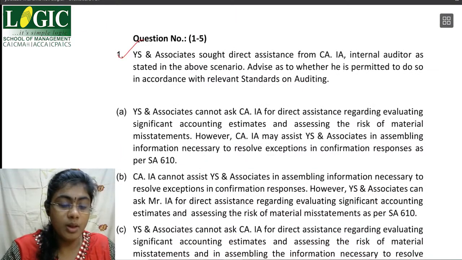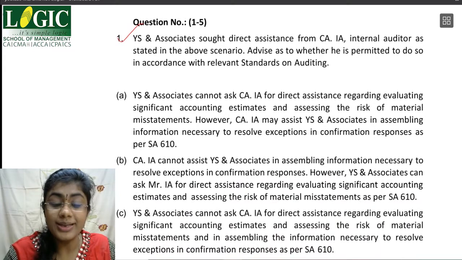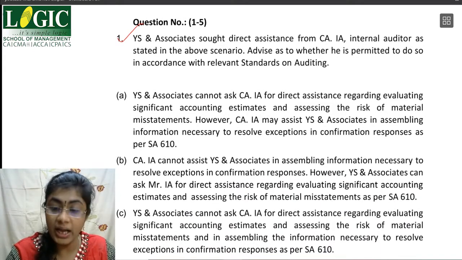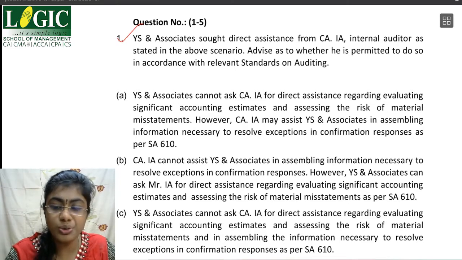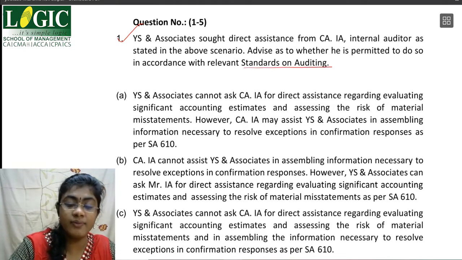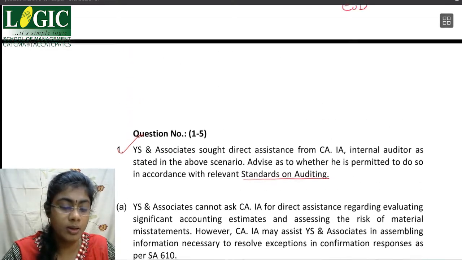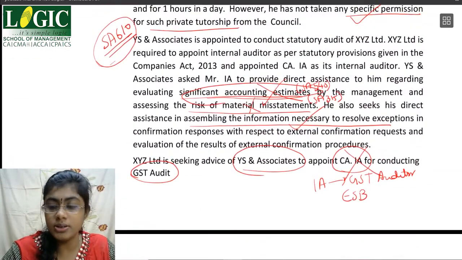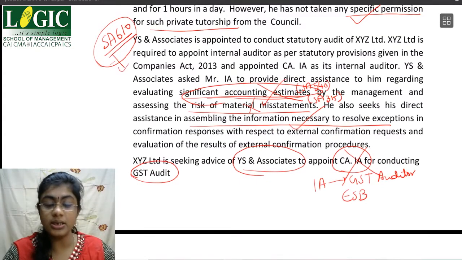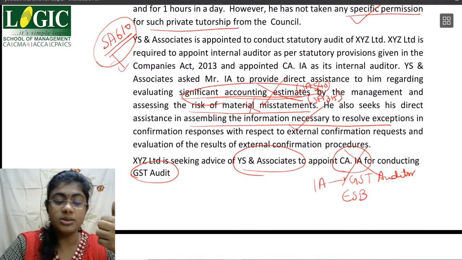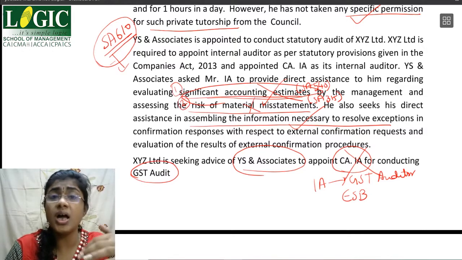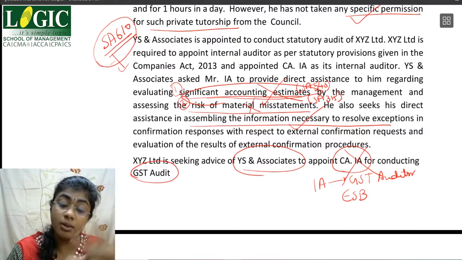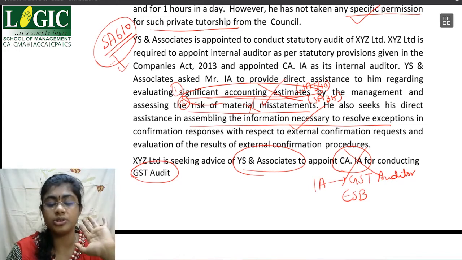First question. YS and Associates sought direct assistance from CIA, the internal auditor, as stated in the above scenario. Advise as to whether he is permitted to do so in accordance with relevant standards on auditing. Students, we have already discussed this, no? As per SA 610, you can't take assistance in significant accounting estimates as well as risk of material misstatement. However, assistance may be taken in assembling the information.